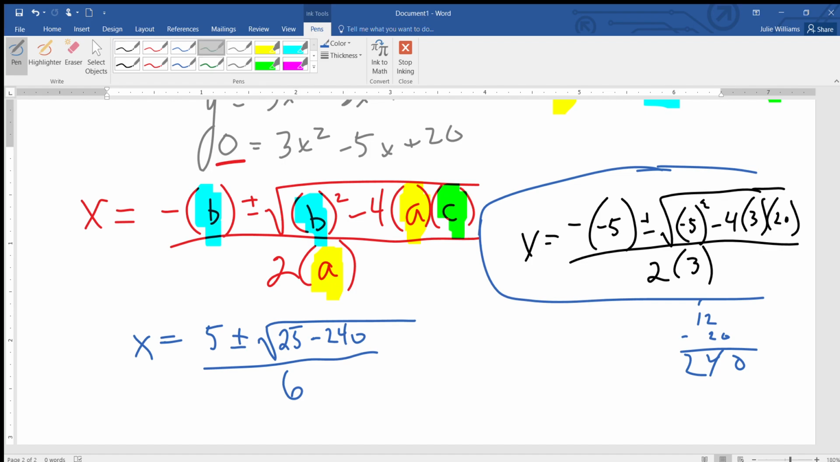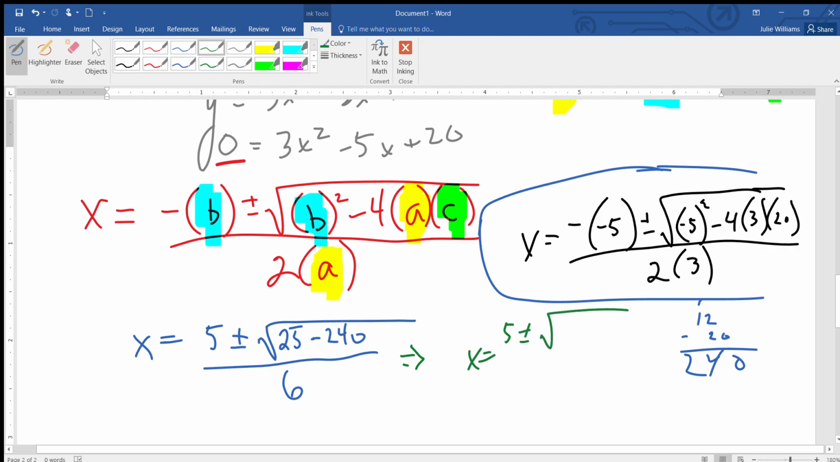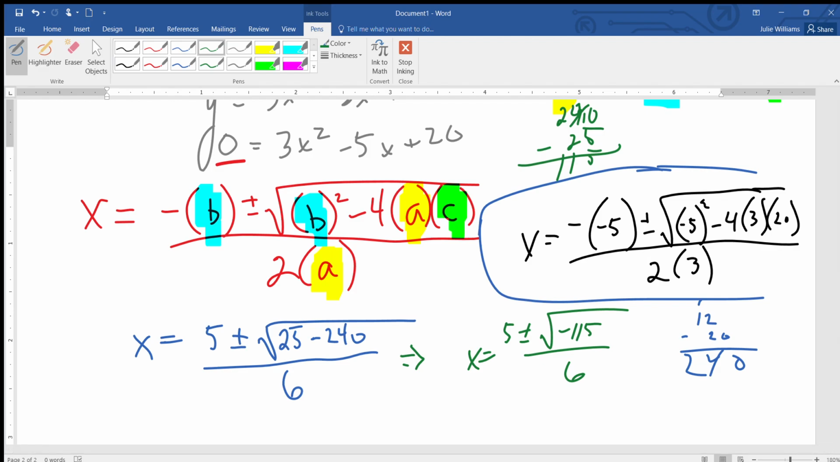Okay, I'm going to use green for my next step. Just simplifying, okay? All I'm doing right now is just simplifying. And so now my next step is x is equal to 5 plus or minus. Let's do 25 subtract 240. So 240 minus 25, 215, and it's negative, right? All over 6. Now check this out. So we talked about this when we did the solving using the square root method, okay?